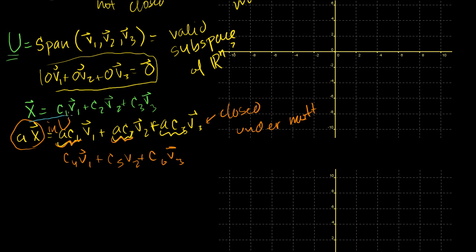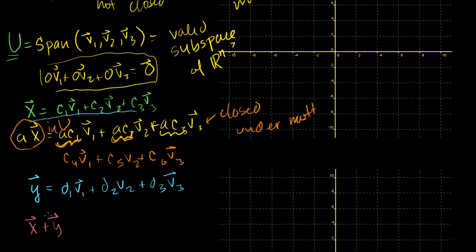We already defined one vector x here. Let me define another vector that's in U, or that's in the span of these vectors. Let's say it equals d1 times v1 plus d2 times v2 plus d3 times v3. Now what is x plus y? If I add these 2 vectors, what are they equal to? Well, x plus y means all of this stuff plus all of this stuff. And so what does that equal?